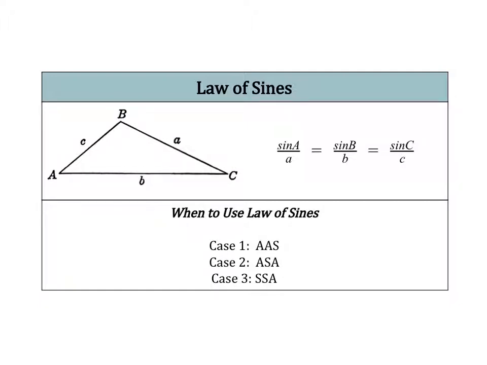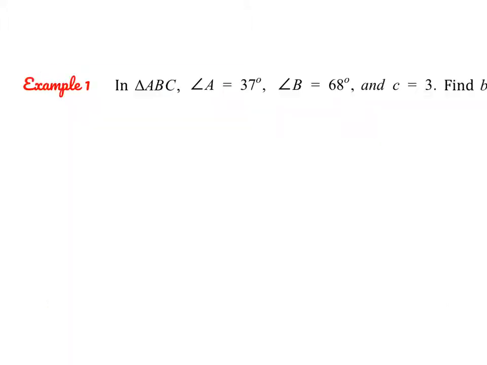And we can create an equation using these ratios, and we can solve for a missing angle or a missing side. So there are three cases when we use law of sines: when we're given an angle and then the next side, when we're given two angles and the side in between, or when we're given two consecutive sides and then an angle. These are the three times when law of sines will work.